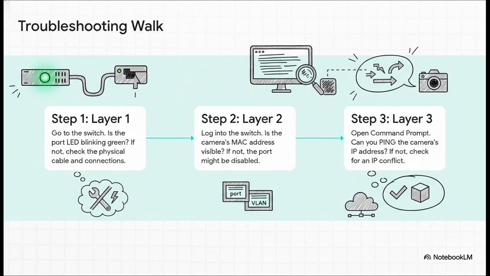Step 2. Check layer 2. Log into the switch. Can you see the camera's MAC address in the table? If you can't, you've probably found your culprit. Could be port security, could be a VLAN issue. And if you do see it, you move to step 3. Check layer 3. Can you ping the IP address? If the answer is yes, you can be 100% certain the network itself is totally fine.